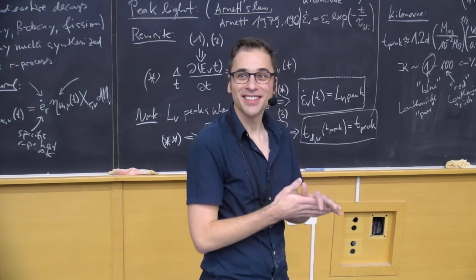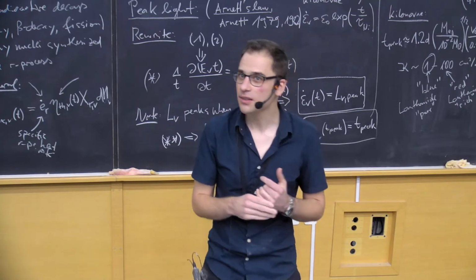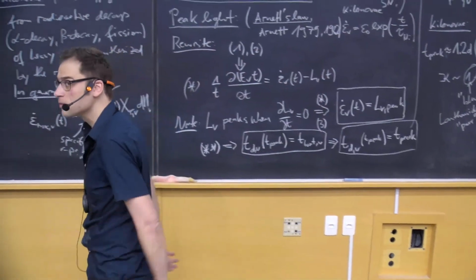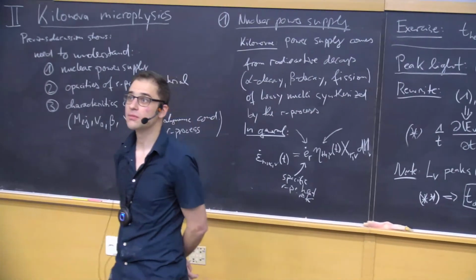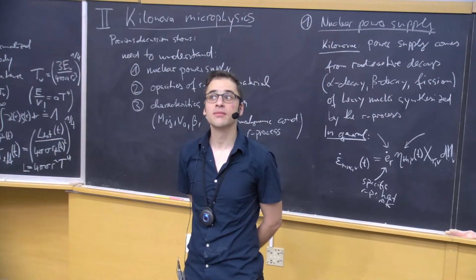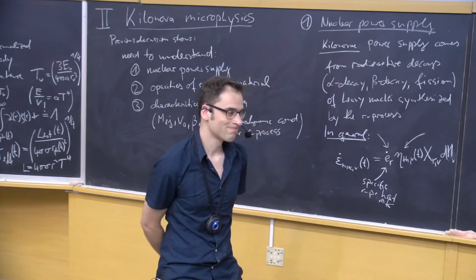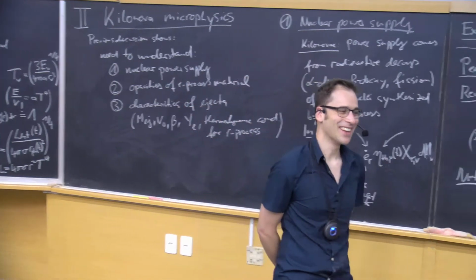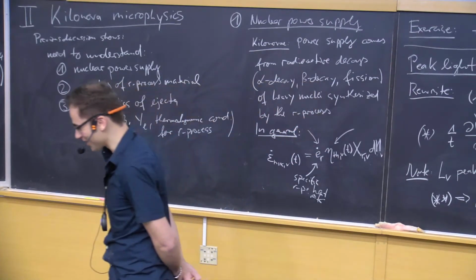Yeah. With these formulas that you did, can you normalize the light curve that you have there, just as you do for supernova 1A and get standard candles? Yeah, that's a really good question.